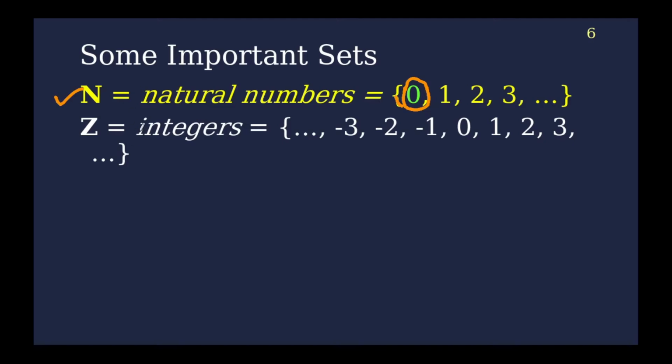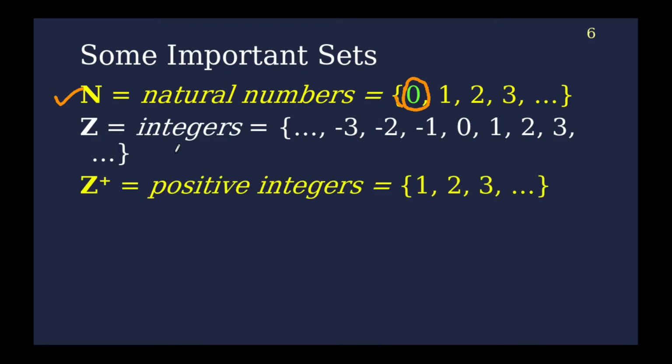Z is the set of integers. Z is the set of integers, and it starts from minus infinity and goes up to positive infinity. So minus 3, minus 2, minus 1, 0, 1, 2, 3 up to infinity is the set of all integers.